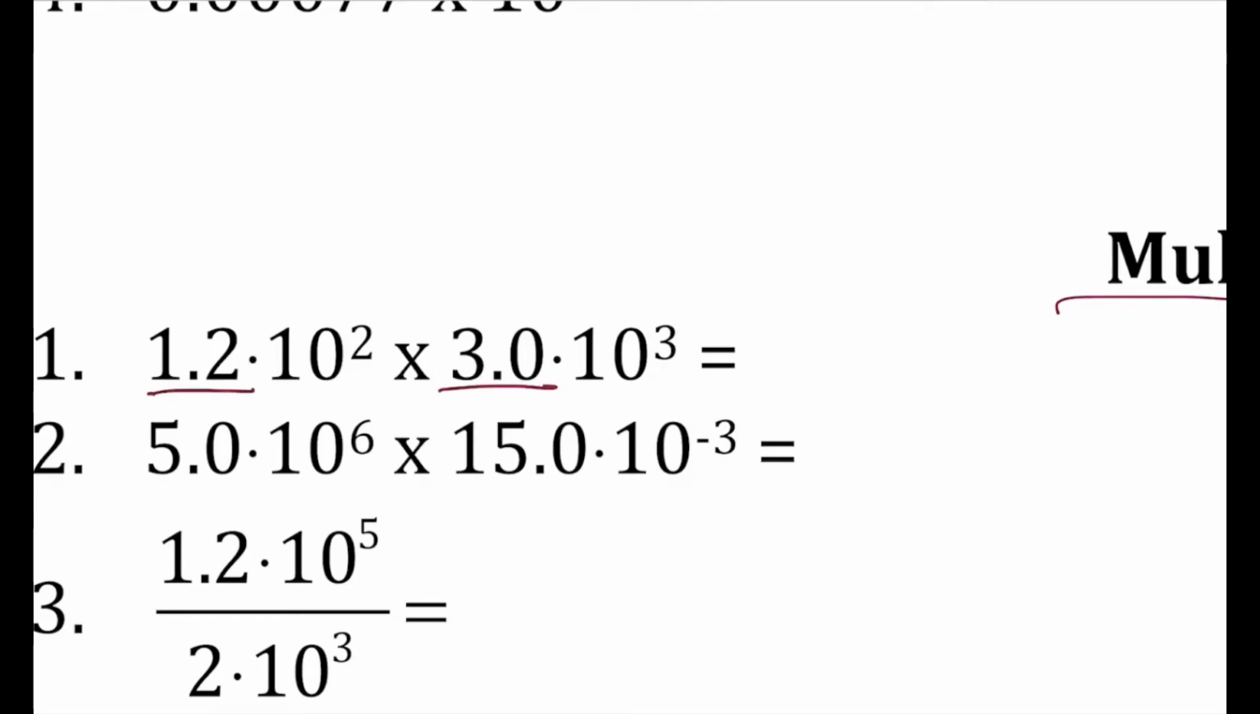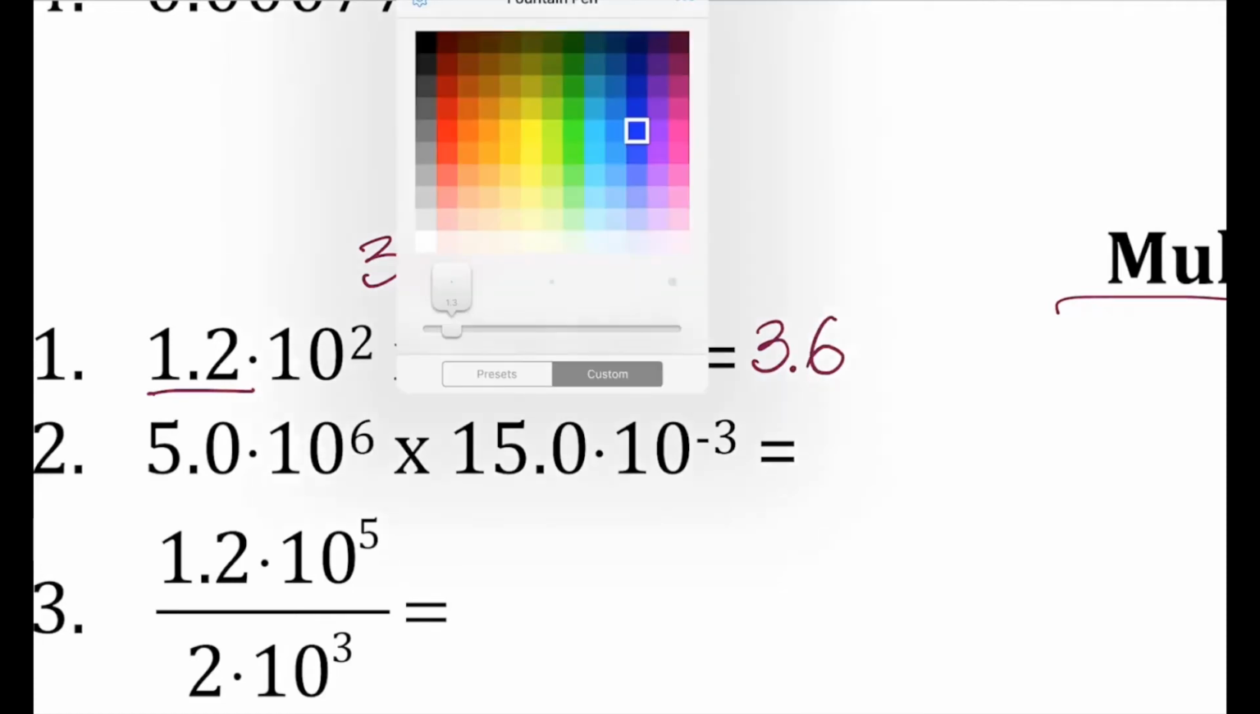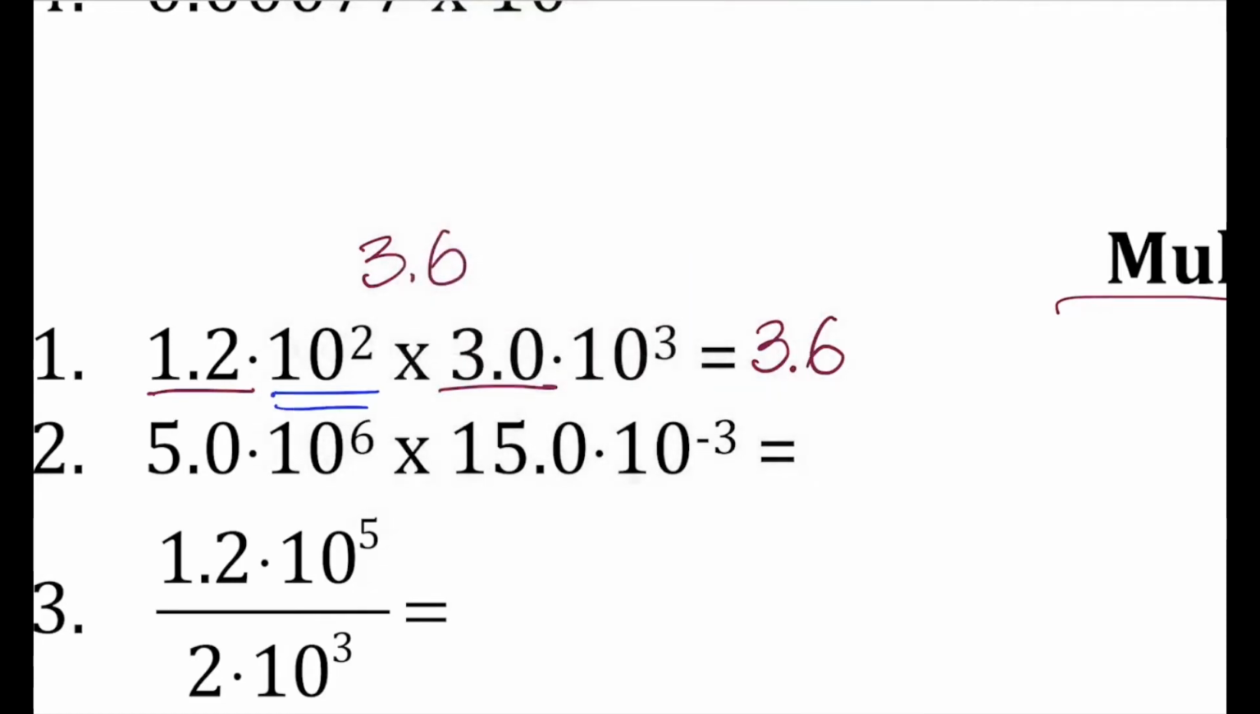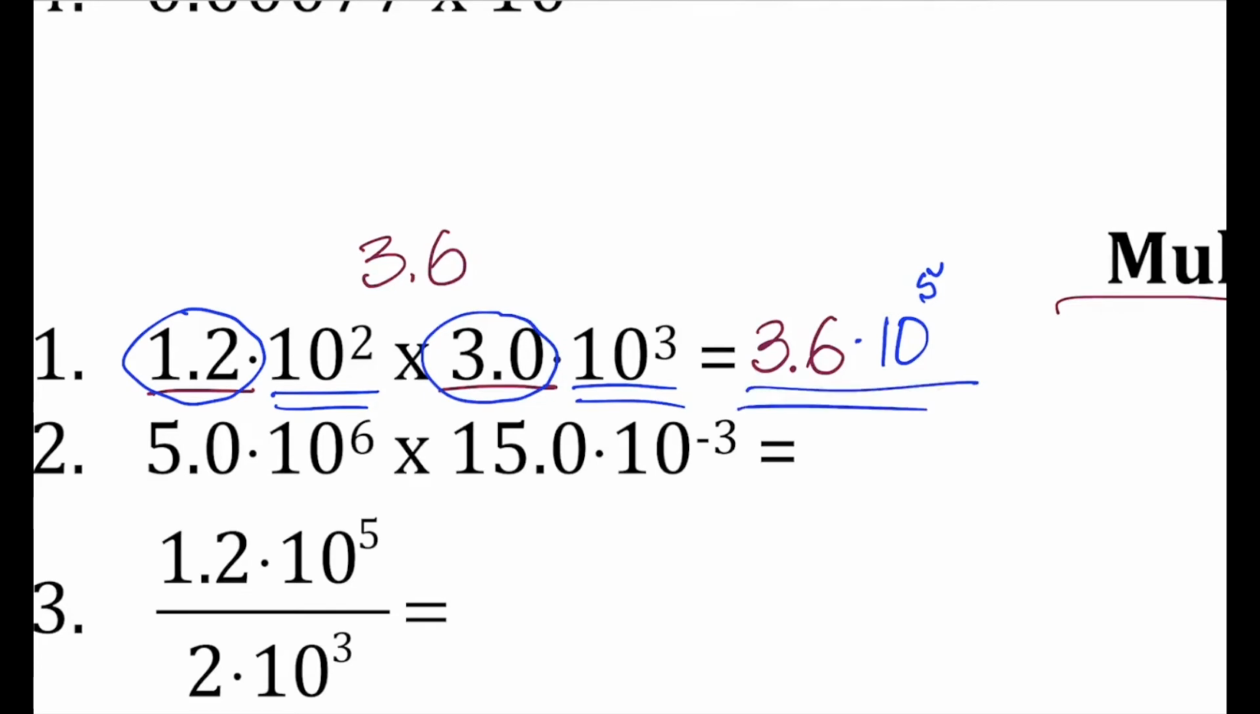So I have 1.2 times 3, that's 3.6. So you deal with that separately, 3.6. And then also separately, you're going to look at your powers of 10. So I have 10 to the second and 10 to the fifth. That gives me 10 to the seventh. So again, you separate the meaningful numbers, deal with them separately, and then you do the powers of 10 also separately, and then bring them together in one number.